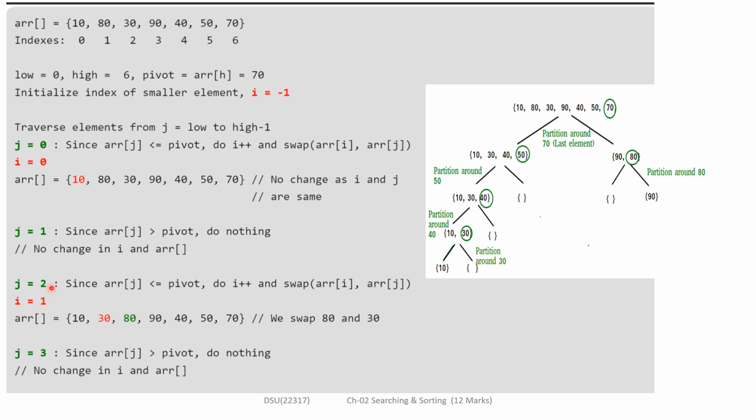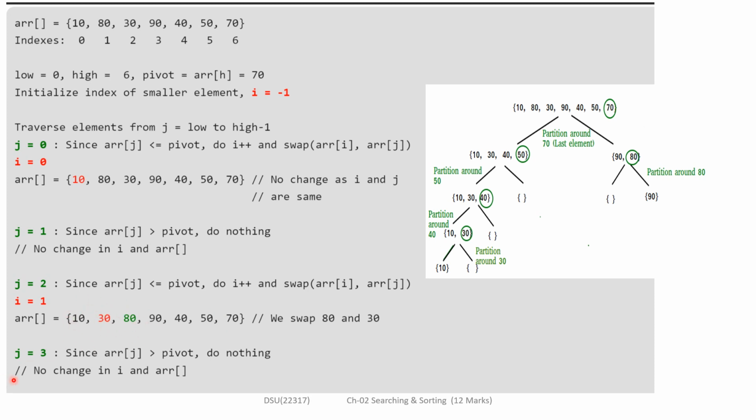J is equal to 2. Since array of J is less than or equal to pivot, do I++ and swap array of I and array of J. I is equal to 1. Array is equal to 10, 30, 80, 90, 40, 50, 70. These are the two elements. We swap the 80 and 30.